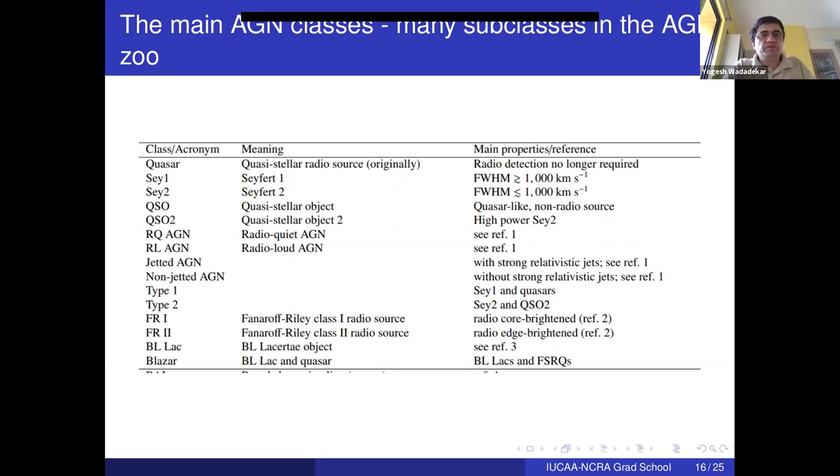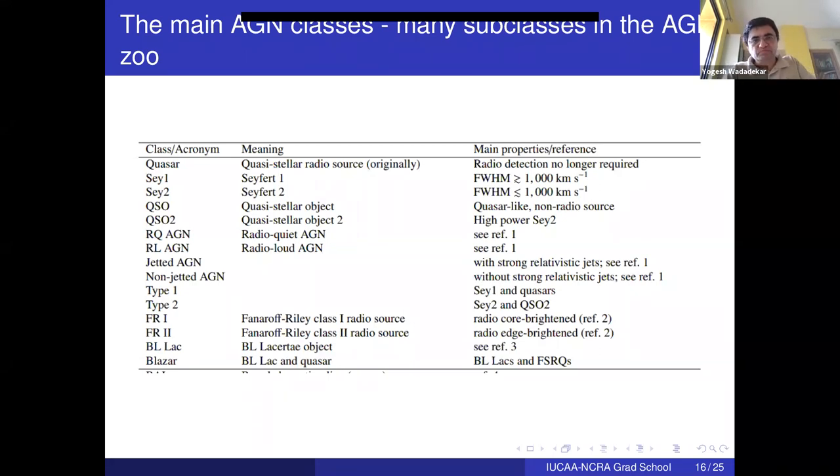There are Seyfert 1 and Seyfert 2 galaxies. There are quasi-stellar non-quasar-like objects, QSOs, as they're referred to in the literature. These are non-radio sources. And then there are radio quiet AGNs and radio loud AGNs, AGNs with strong relativistic jets, and non-jetted AGNs without any strong relativistic jets. There are different classes of radio galaxies, Fanaroff-Riley class 1 and Fanaroff-Riley class 2. And then there are beamed objects, BL Lacs and blazars, where relativistic beaming leads to rapid changes in the flux that we observe from these objects.